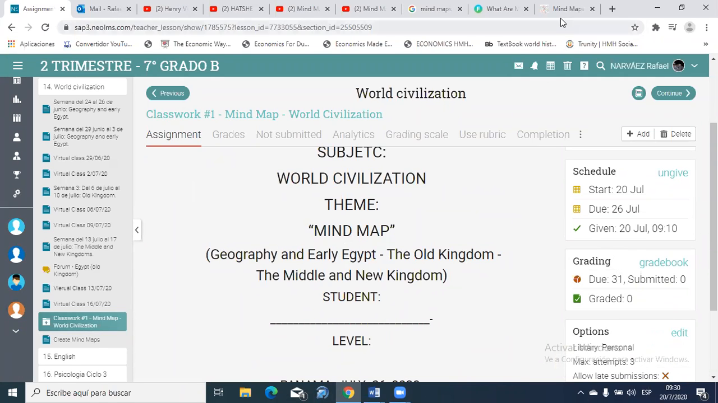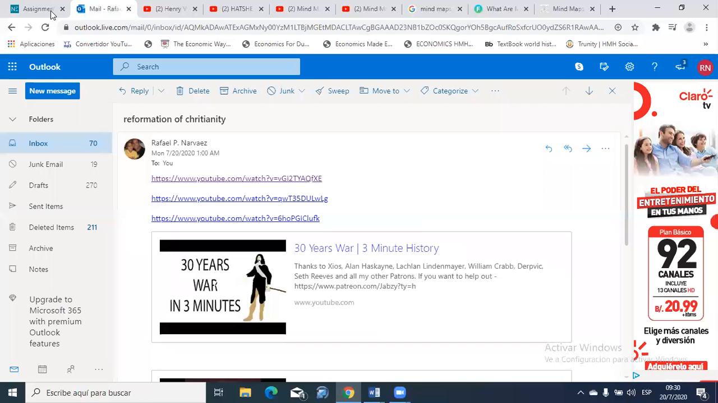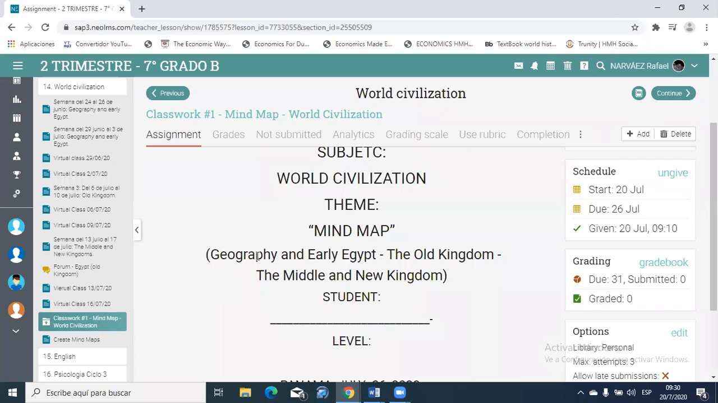So you could write over here in the middle of the mind map, you could write Egypt. And then, because there are 3 topics, this is one topic, geography or one chapter, geography in early Egypt. This is one chapter. So you have to take the main ideas from this section or chapter. Now the next one is the Old Kingdom.